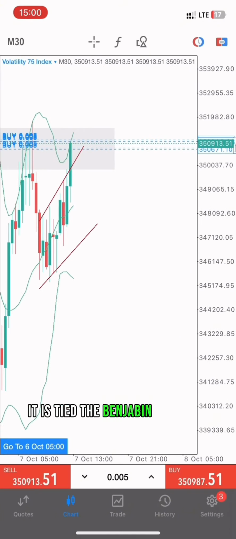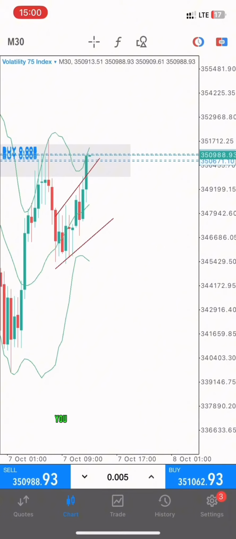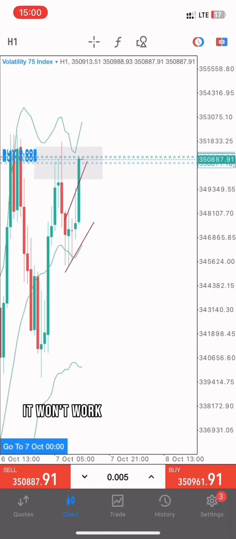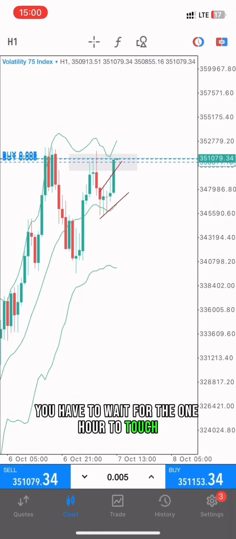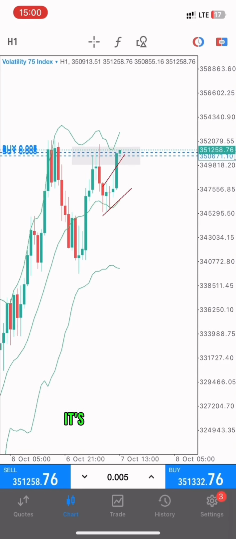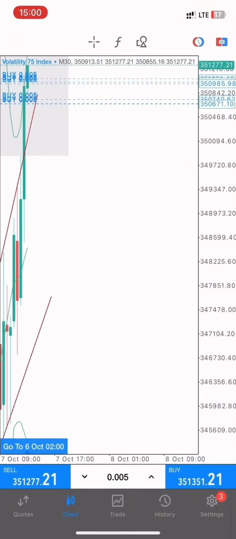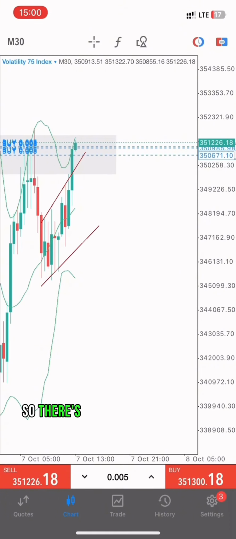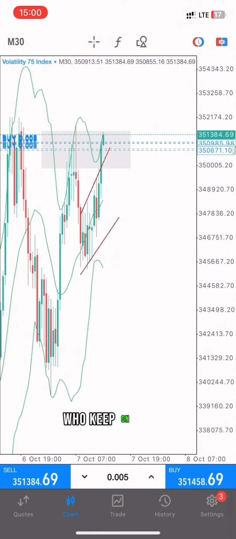It has touched the Bollinger Band in the 30 minutes time frame, but the price respects higher time frames. You get what I'm saying? So which means if you sell in the 30 minutes, it won't work for you because in the 1 hour it hasn't touched. You have to wait for the 1 hour to touch, then you can try selling. But you won't even have to sell for a long time. It's just a retest. Then it will continue going up because it did not make a fake out. So there's no selling there for a long time. It's just a little bit. So right there, we'll keep on buying.